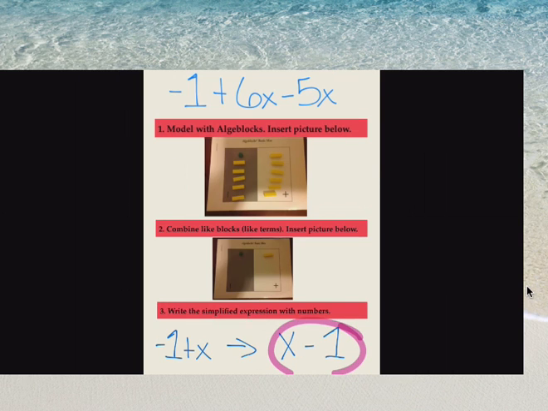Okay, let's review. We started with -1 plus 6x minus 5x. We said that 6x and minus 5x were like terms. We combined them, made some 0 pairs, and we're left with positive 1x. Our -1 had nothing to combine, so we dropped that down into our simplified expression of x minus 1. Remember, we can't combine x's with regular old numbers because they don't represent the same block. They're not the same term.